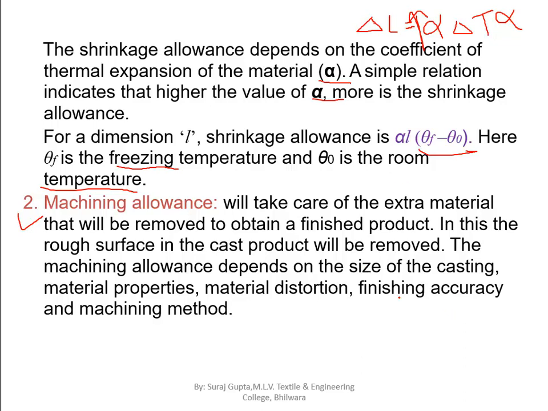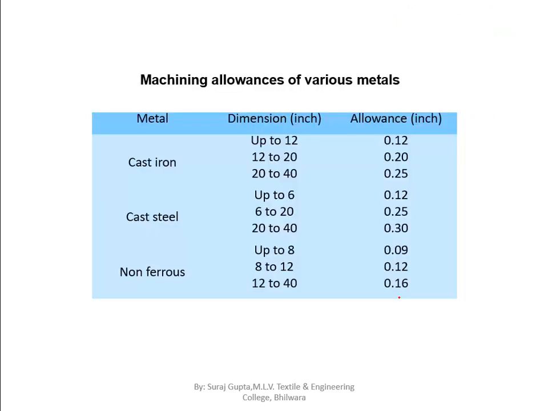Okay, the machining allowances are also given in this table for different materials: cast iron, cast steel and non-ferrous materials also. It is also per feet. The 0.12 inch is per feet of the cast iron size.